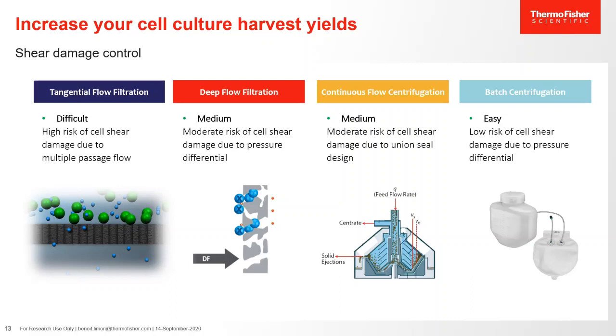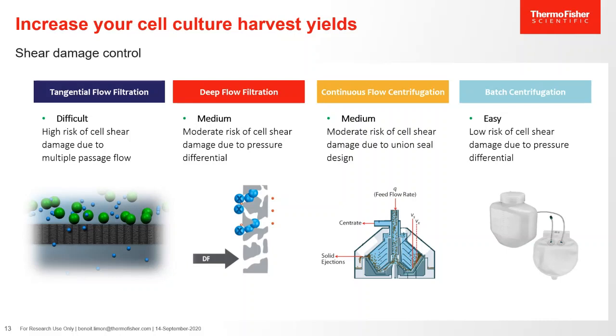In the deep flow filtration technique, we evaluate the control of the shear damage to be medium, and we are thinking that the risk is moderate that the cell shear damage will occur. And this is primarily due to the pressure differential across the filter pressing on the membrane of the cell.